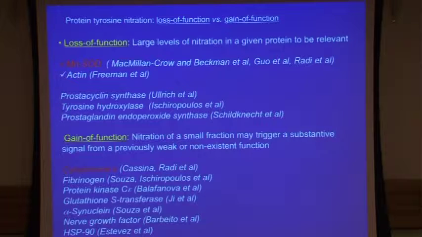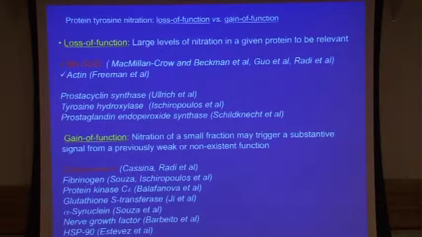Fibrinogen. Normally, for clot formation, you need to go from fibrinogen to fibrin. If you nitrate fibrinogen, and this is seen in patients with diseases of the coagulation, nitrated fibrinogen becomes a strongly procoagulant protein, etc., etc. So the gain of function is an interesting concept, meaning that even a small percentage can have a strong biological impact.